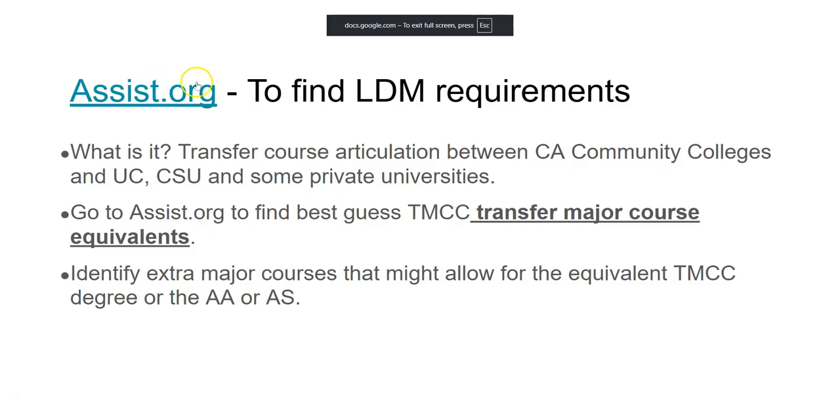Then you have assist.org, and we're going to go to this probably later, but this is for defined lower division major requirements. It's the course articulation software between California community colleges and UC and CSU, and now some private universities like USF, who we have a nice articulation agreement with, and St. Mary's College, which they're still working on for us. And so you would go to assist.org to find the best guess TMCC transfer major equivalents.